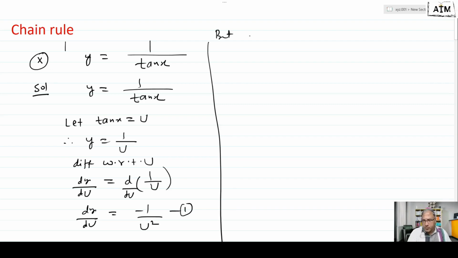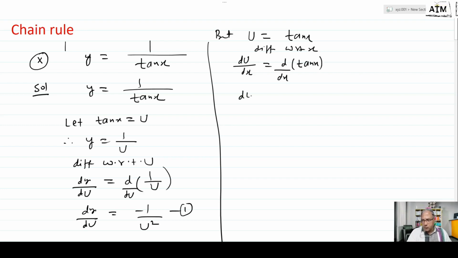But u equals tan x. Differentiating both sides with respect to x, du by dx equals the differentiation of tan x with respect to x. So du by dx equals the derivative of tan x, nothing but sec square x. Let us call it equation number 2.